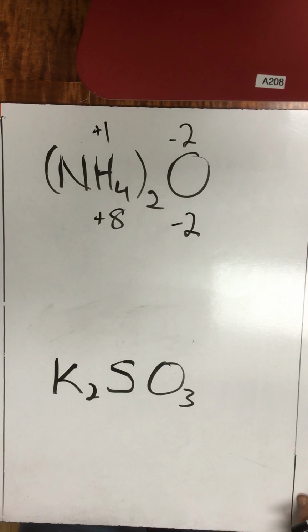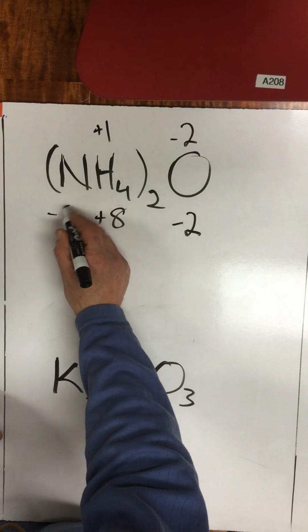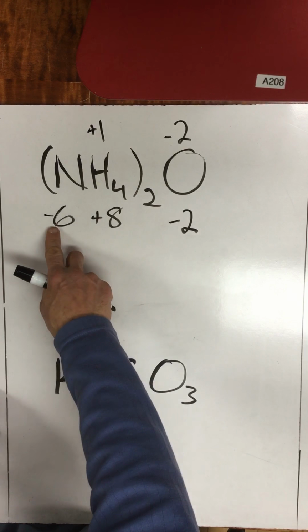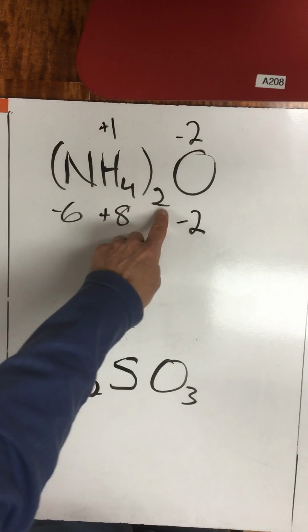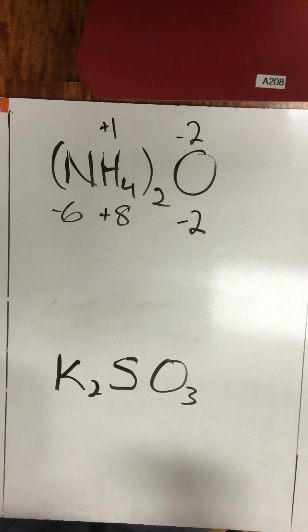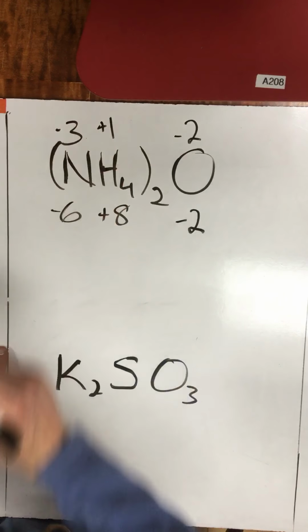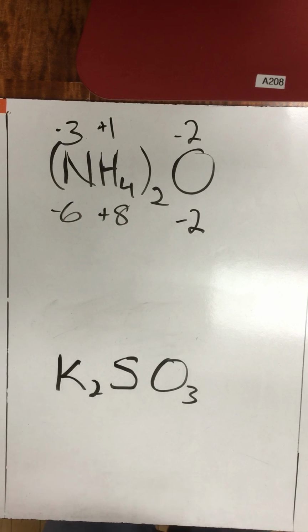And this being a neutral compound, we see what we're missing is -6. So -2 and -6 is -8 and +8. So the nitrogen has to give us -6, but remember there's 2 of them over here. So each nitrogen will be a -3. So that's how to do it as a whole compound.